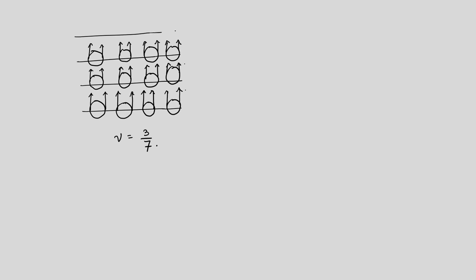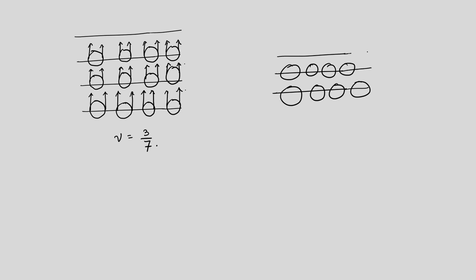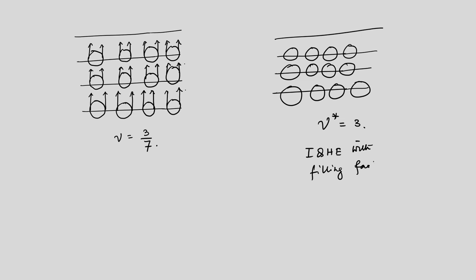Okay, so this is a fractional quantum Hall effect, and when we go to the non-interacting picture, this corresponds to nu star equal to 3. Okay, so it's a schematic plot. This shows IQHE with filling factor equal to 3, and this corresponds to the FQHE with filling factor equal to 3 by 7. So, the problem of FQHE becomes a problem of IQHE of the composite fermions.